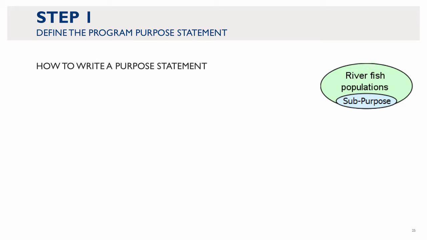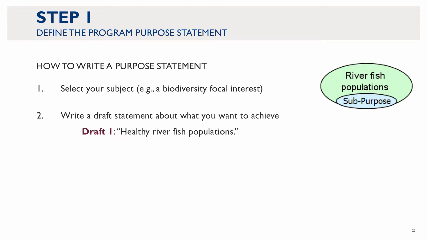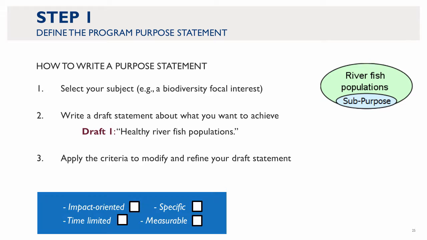Writing a good purpose statement can be quite simple, especially if you accept the fact that you are unlikely to get it right with the first attempt. Instead, work on creating a draft that you can refine. First, you should confirm what the subject is for the purpose statement. In our recurring example, it's a biodiversity focal interest, called river fish populations. Next, you can write a simple draft of what you want to achieve. Remember, don't try to make it perfect. In this example, the first draft might be healthy river fish populations.